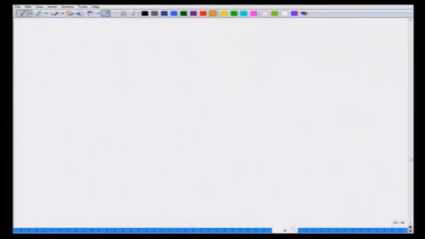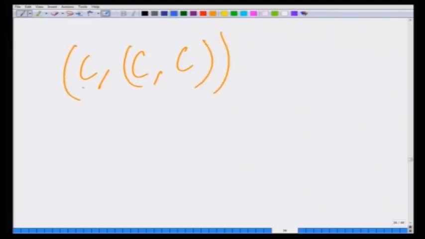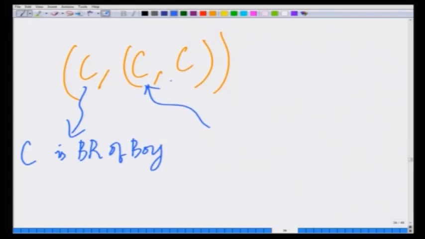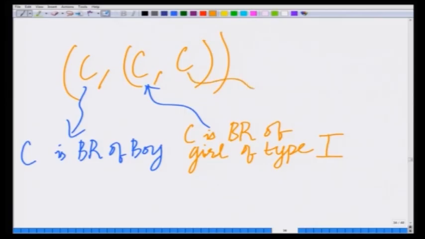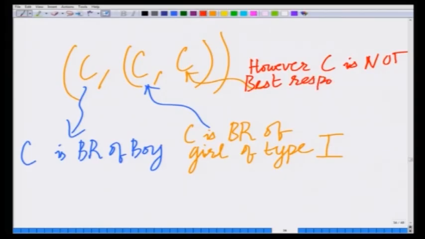So in this scenario, if we look at C comma C comma C, we have analyzed that C is the best response of the boy, C is the best response of the girl of type I, however, C is not the best response of the girl of type U. Therefore, C comma C comma C is not a Bayesian Nash equilibrium, because the girl of type U is not playing her best response.